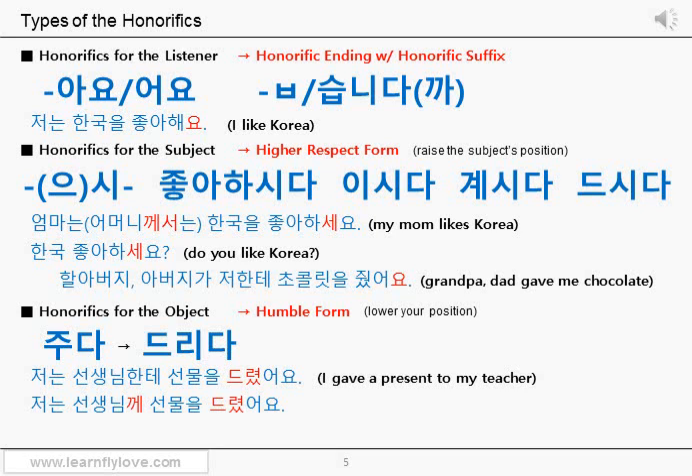Actually, you've already been using some humble forms without realizing it. The pronoun 저, which means I, is also, so to speak, a humble form. 나 is the informal form of I in Korean. When you make an honorific sentence, you need to lower your position by using 저. 우리 also has a humble form, which is 저희.